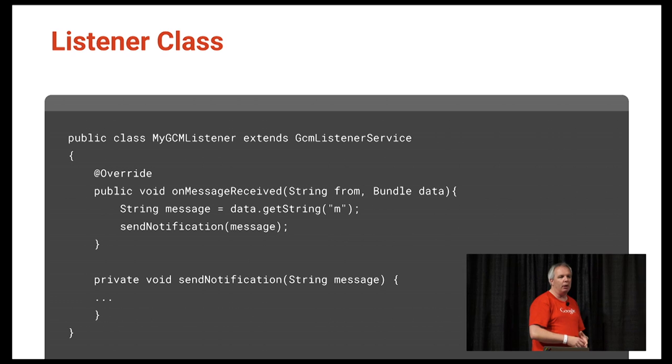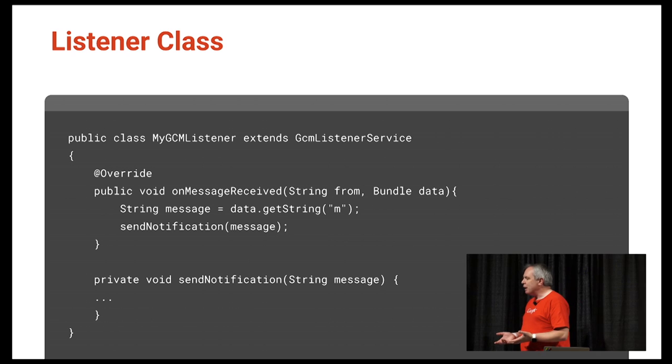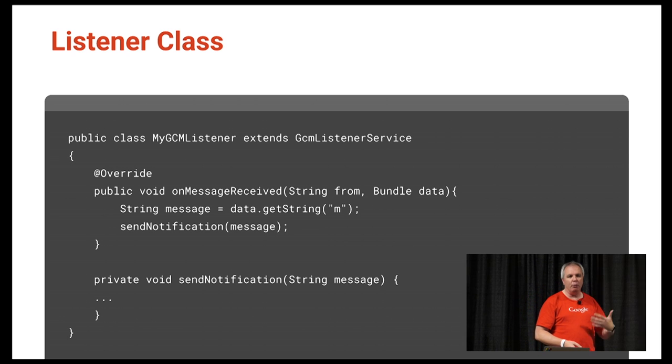So once we've set up all the metadata that we need, this is what a listener class would look like, something that would receive messages on your behalf. It's pretty straightforward. It extends the GCM listener service, and it overrides on message received. In on message received, you get two things. Number one, you get a string with the from, and that's an ID of what's sending you the message. It's usually the server. And then you get a bundle with the data.